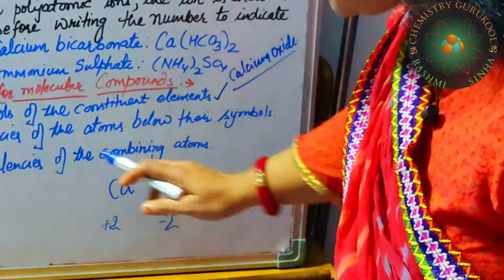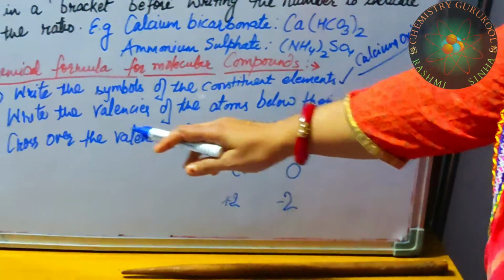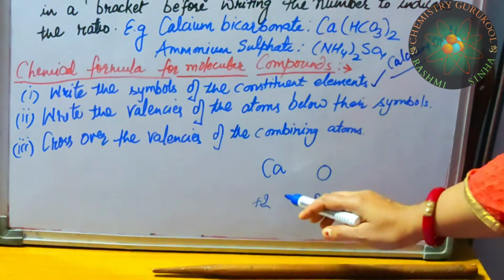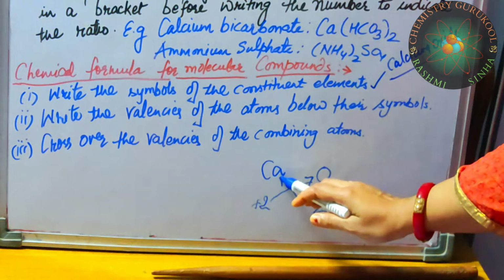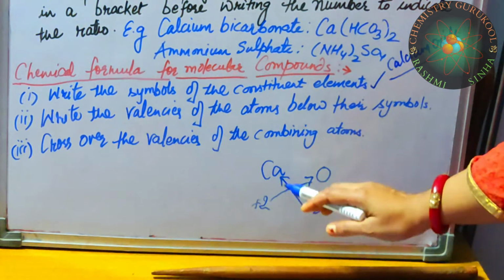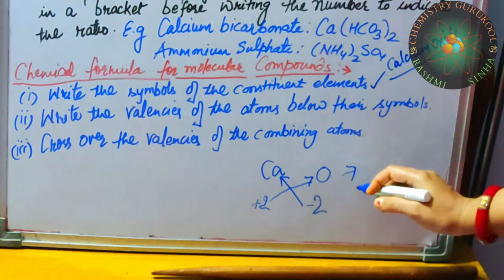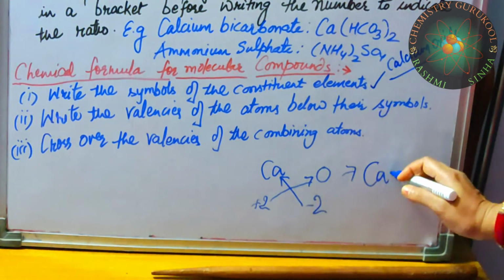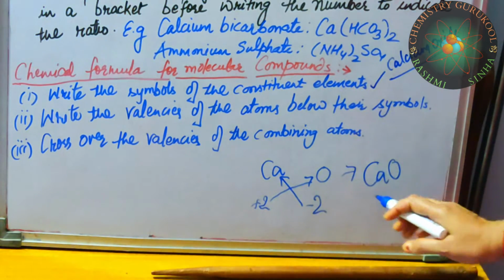So in the second step you have to write the valencies. Now the third step is to cross over the valencies of the combining atoms. This valency has to be sent to the calcium part and this one crossed with the oxygen. So the formula of calcium oxide will be CaO. Why have I written CaO?